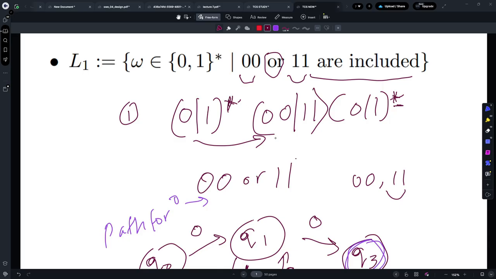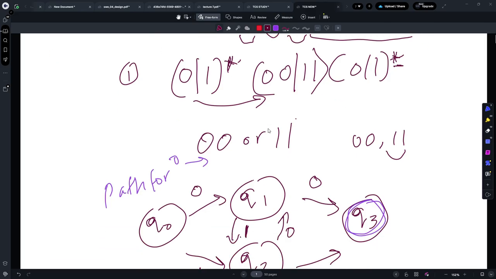But here you are locked. You must take either 0, 0 or 1, 1. We always look at the question and say 0, 0 or 1, 1 are included. So there's an or in between, meaning that you have to put an or in between, and 0, 0 or 1, 1 are included in consecutive sequence. So 0, 0 is in a sequence, or 1, 1 is in a sequence. And then you can just end with whatever you want after that.